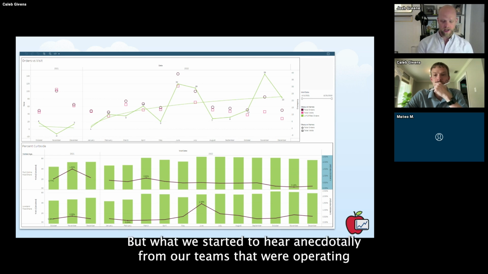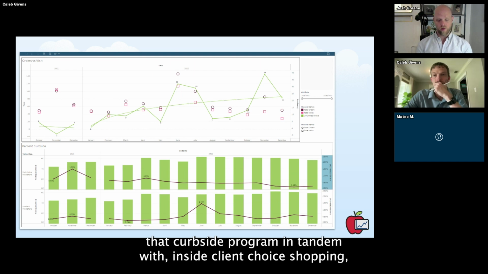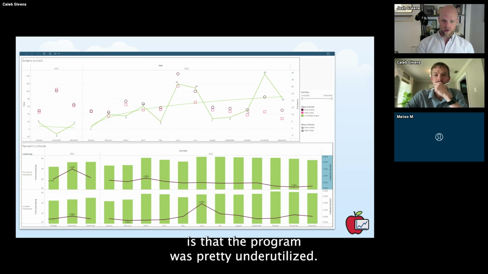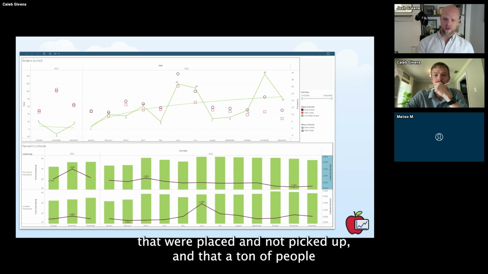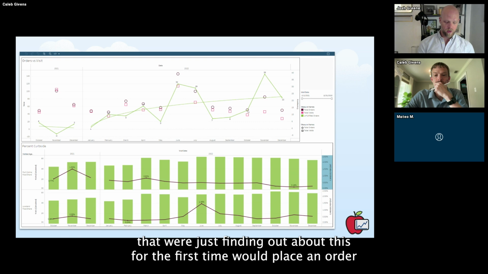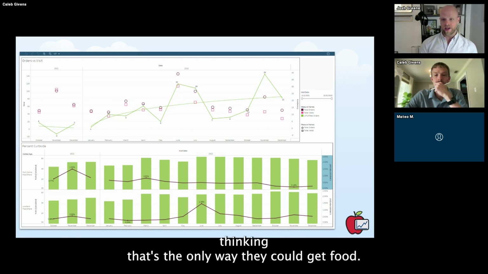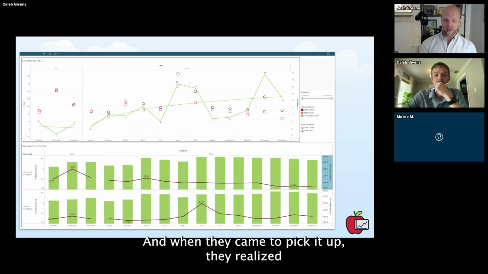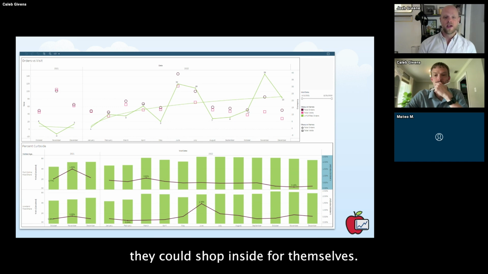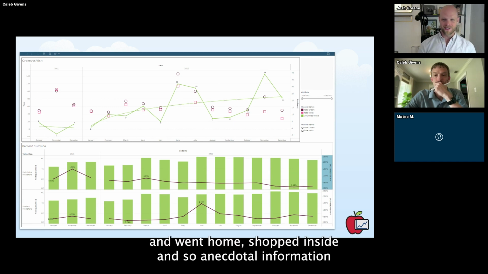But what we started to hear anecdotally from our teams that were operating that curbside program in tandem with the inside client choice shopping is that the program was pretty underutilized. There were a lot of orders that were placed and not picked up, and a ton of people that were just finding out about us for the first time would place an order thinking that's the only way they could get food. And when they came to pick it up, they realized they could shop inside for themselves, and they left the order and went and shopped inside.